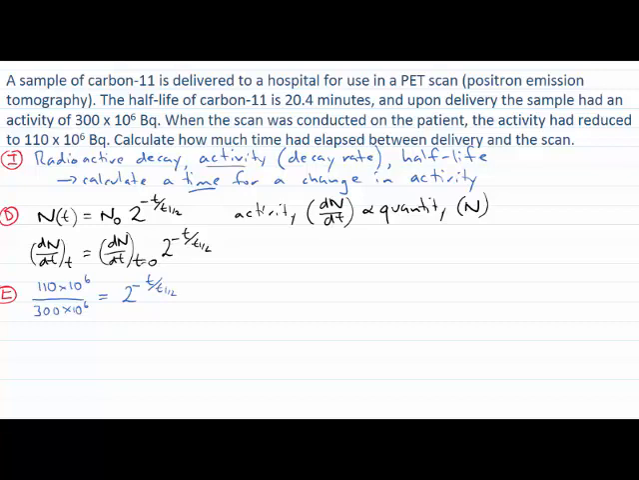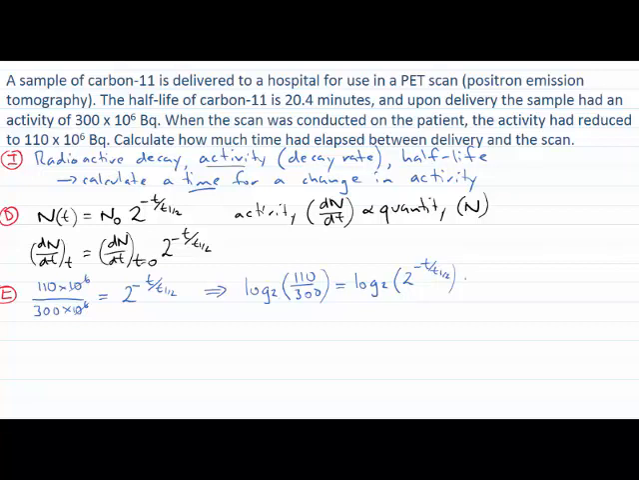Now with this expression, one thing you might immediately think you can do, because we've got a power law on the right hand side of this equation, is take the log base 2 of both sides. Say here of 110 divided by 300, where I've simply cancelled those factors of 10 to the power of 6, that would equal the log base 2 of the other side of the equation, 2 to the minus t over t half. And that's correct, but the difficulty for most of us is we don't have a calculator or any easy way of calculating the log base 2 of something.